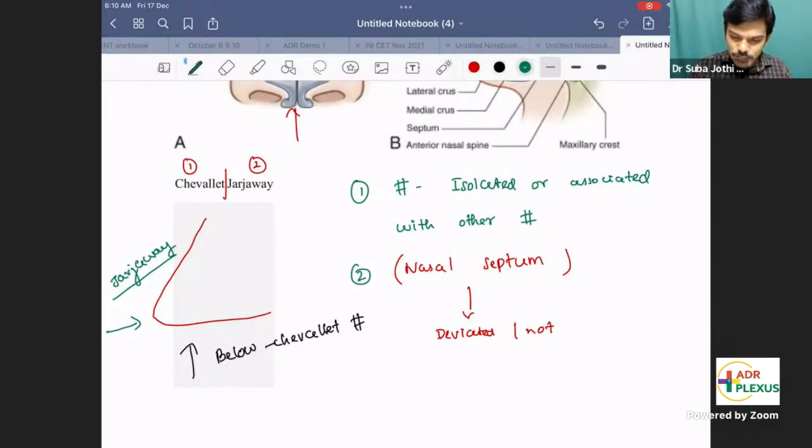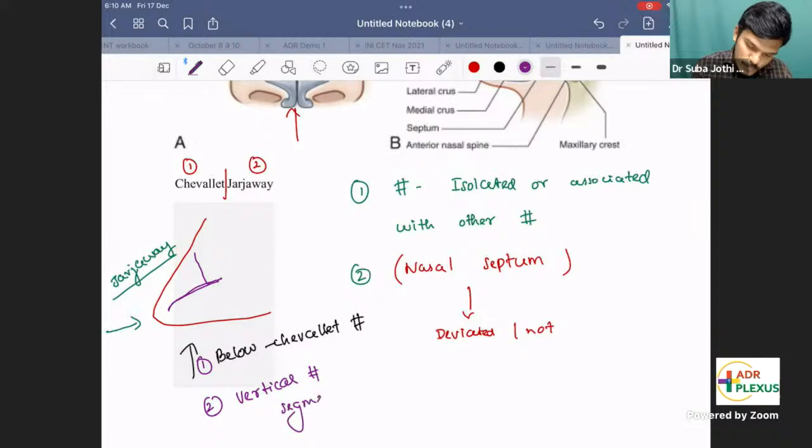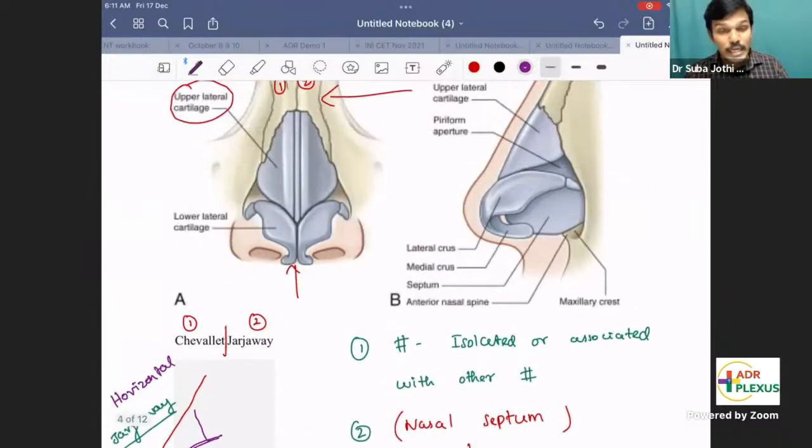Okay, so what can the blow from the front cause? It can cause a horizontal fracture line. From below, what can it cause? A vertical fracture line. So point number 1, Chevallet fracture: the blow is from below. Point number 2, it causes a vertical fracture segment. Jarjavay fracture can cause a horizontal fracture segment.